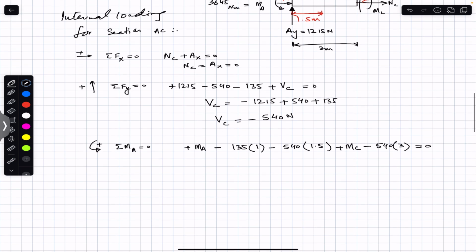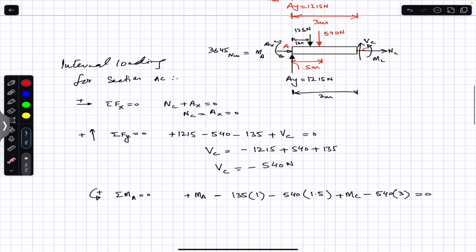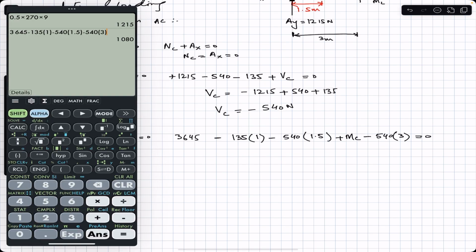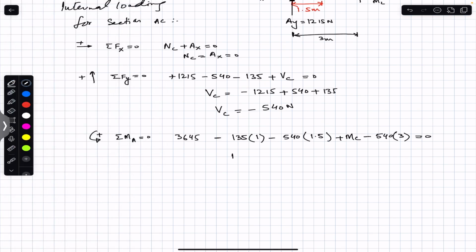And we know MA as well. MA magnitude is 3645 Newton meter, which is the reaction moment at A. So we will write this is 3645. So now we can find MC. So MC plus 1080 is equal to 0, and we can say that MC is equal to minus 1080 Newton meter.